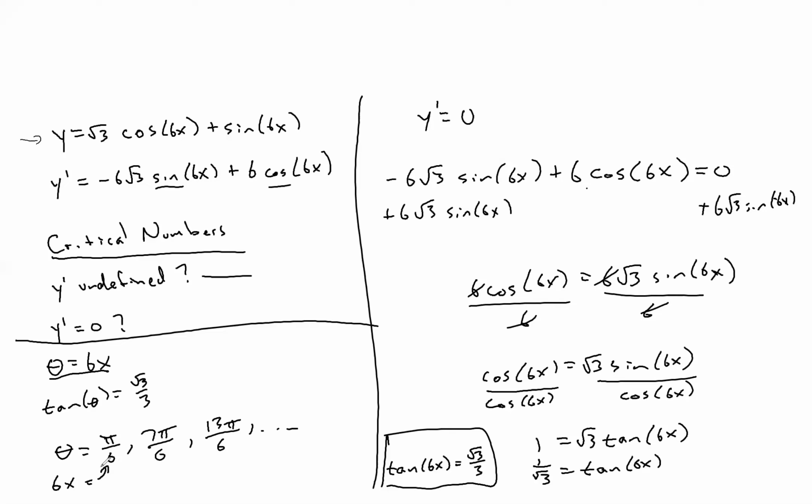So then if 6x equals all these angles, then finally the last step here is we'll divide by 6 and you get all of your x values. So finally we get x equals, if I'm dividing everything by 6, I could have pi over 36, 7 pi over 36, 13 pi over 36, 19 pi over 36, and so on.